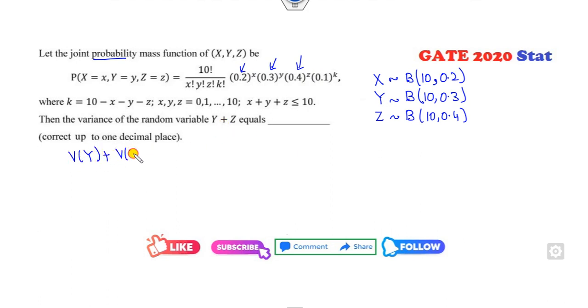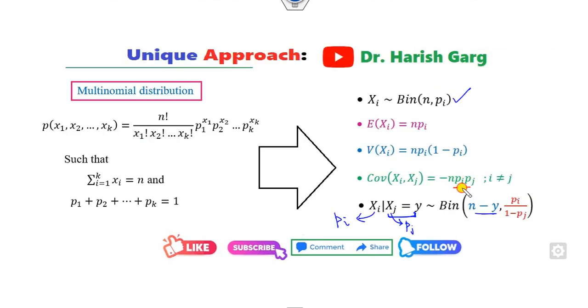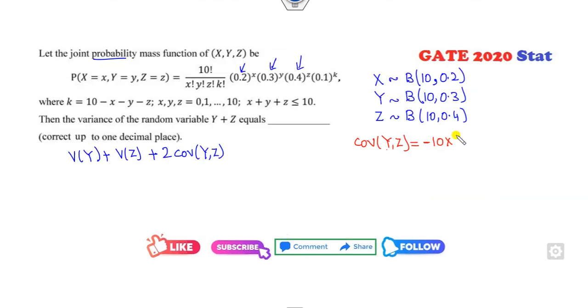So it is variance of y plus variance of z plus 2 times covariance of y and z. How can you find the covariance between y and z? It is minus n into pi pj. pi is the probability of the first component, pj is the probability of the second component. The probability of y is 0.3, the probability of z is 0.4. So it is minus 120 over 100.